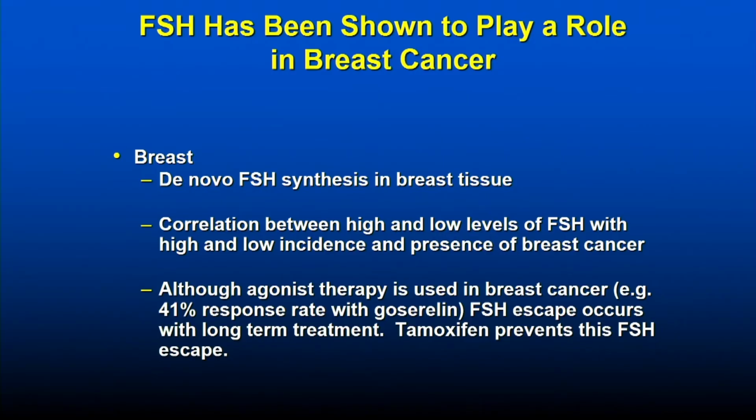In terms of other cancers, FSH has been shown to have a role in breast cancer. Breast cancer cell lines show de novo FSH synthesis in breast tissue. There's a very interesting correlation between patients with premenopausal breast cancer in terms of their ambient levels of circulating FSH, not in postmenopausal women, in which the FSH levels are high, that basically correlate to the incidence of breast cancer.